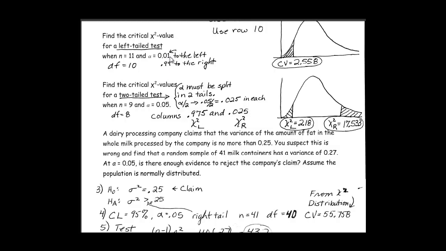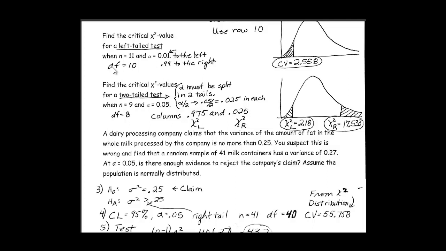Now we need that 0.01 to be in the left tail, because we are doing this for a left-tailed test. So that means we're going to have to look at the 0.99 column, because 0.99 implies that we've got 0.99 area to the right, but our alpha needs to be 0.01 to the left.